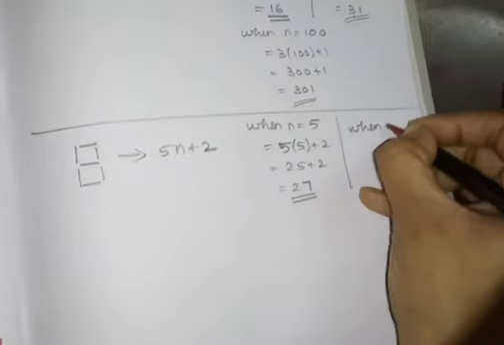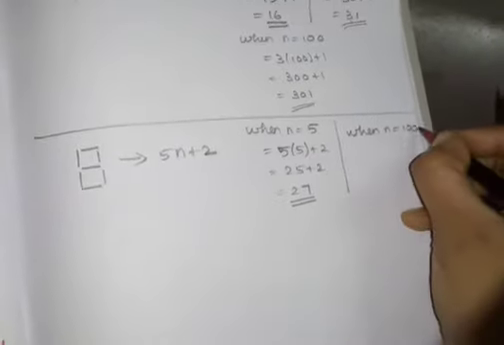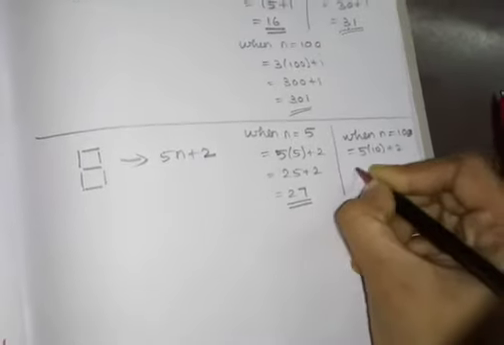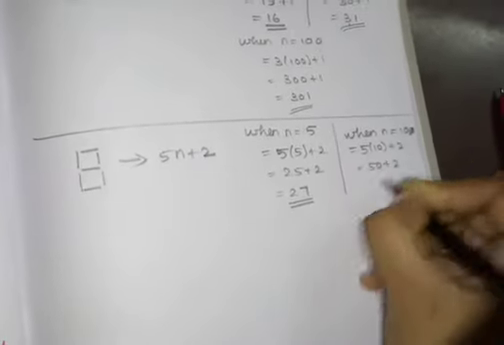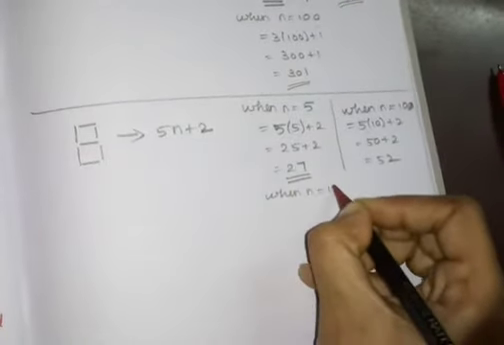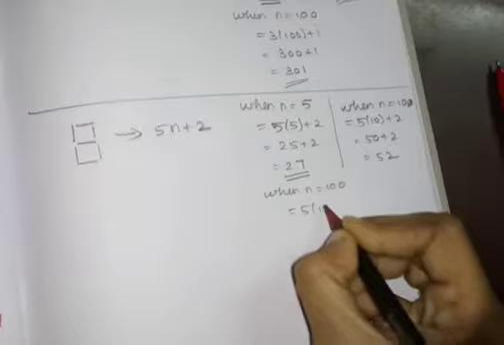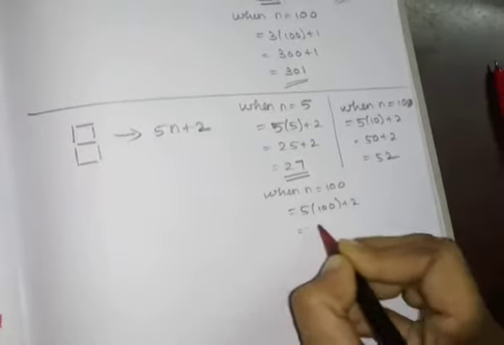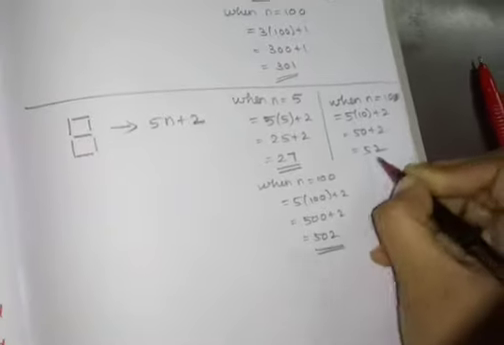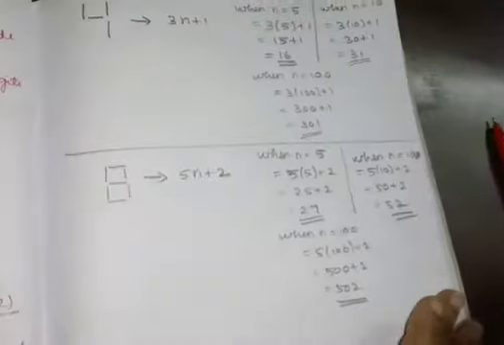When n is equal to 10, 5 into 10 plus 2. 5 tens are 50 plus 2, 52. Next, when n is equal to 100, 5 into 100 plus 2, 500 plus 2, which is nothing but 502. So now I have found all the three values.